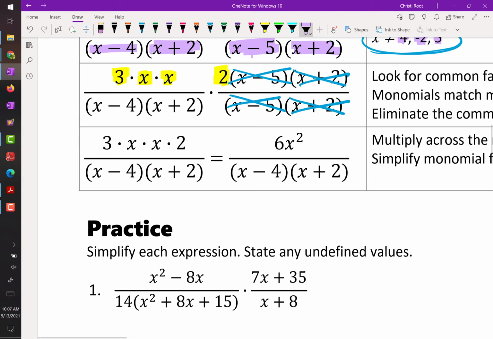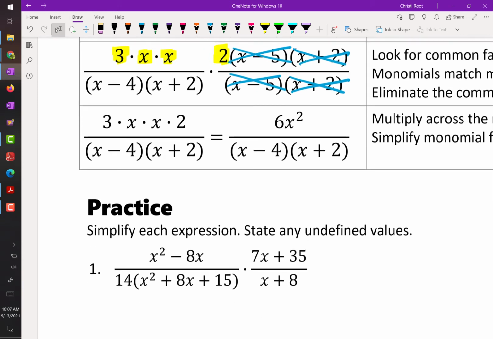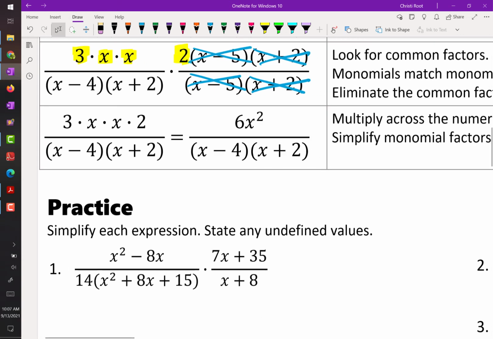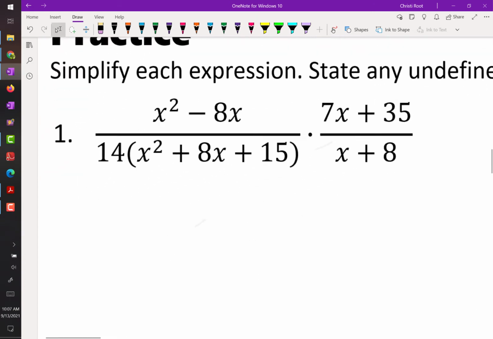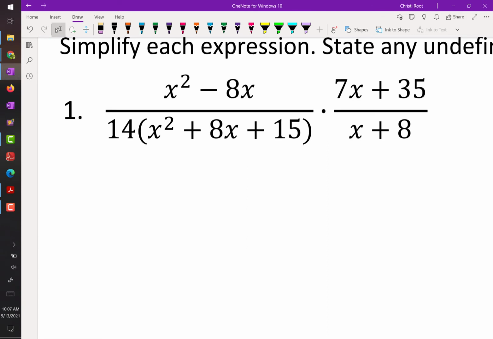After you do all that and you mark everything out, then you just write down what you have left over. You do need to simplify the monomial. Okay? You do need to simplify that. So you're going to multiply all of those across. You're going to get 6x squared, but you can leave the binomials or trinomials alone. You do not have to multiply those out. Okay? All right, let's go ahead and just do number 1.